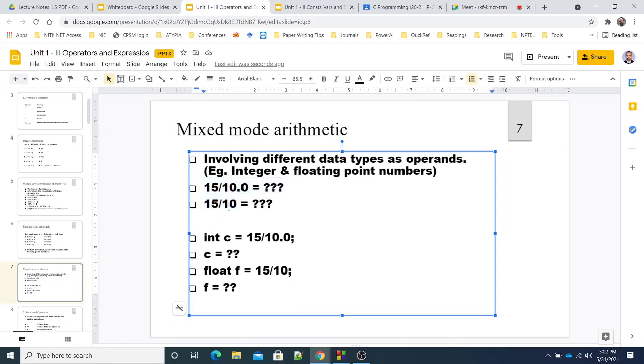But in C programming, the result of the operation depends on the data type. When both operands of this division operation are of the same type, the result will also be the same type. So applying that, can you tell me what will be the result of 15 divided by 10?